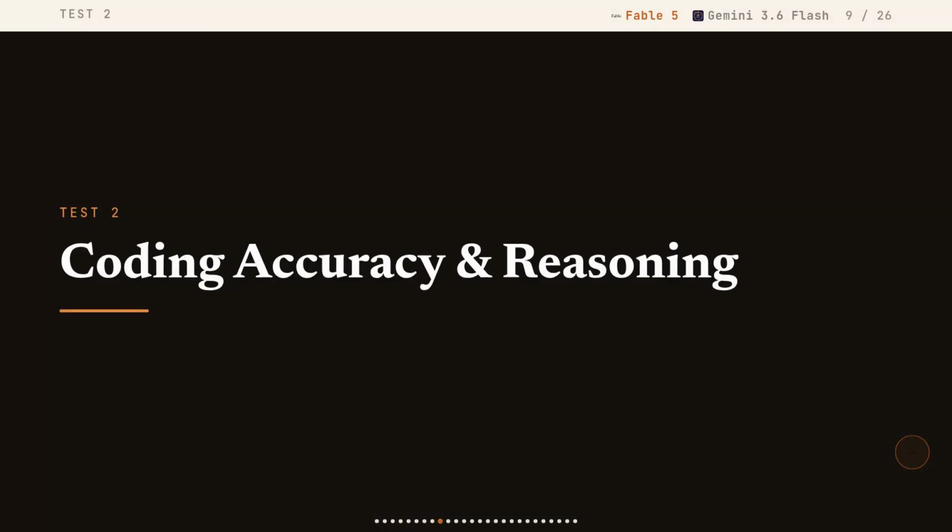Test 2, coding accuracy and reasoning. A solo dev shipping a production-grade feature on a deadline needs the model to actually solve the problem, not just attempt it. And on SWE Bench Pro, the gap between 80% and 49% is the difference between a working pull request and a broken one.